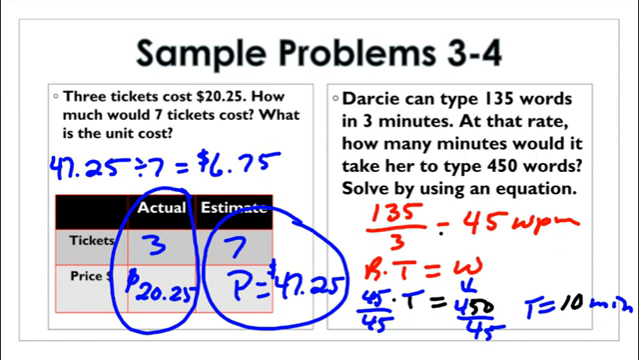So that is our lesson on finding rates, solving rate problems, and with proportions and with equations.